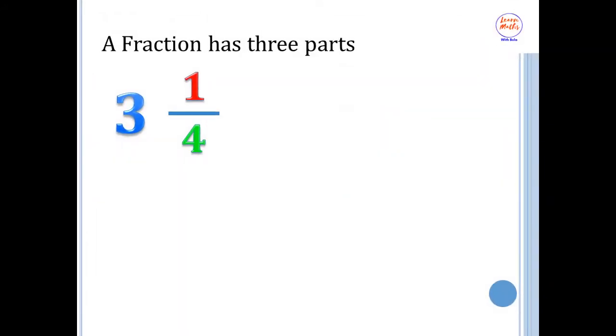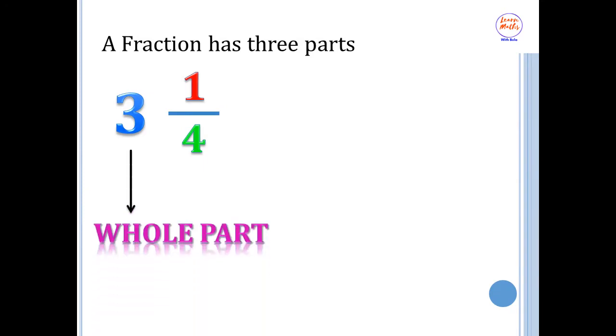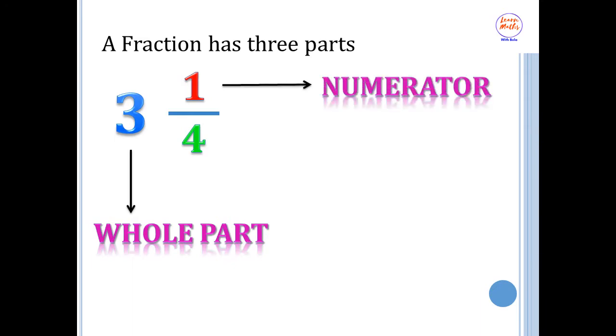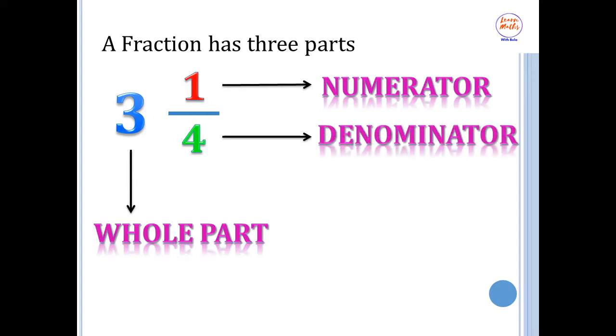And a fraction has 3 parts. A typical fraction can be in 3 forms, but it has 3 parts too. We have the first part. In this, you have 3 1/4. The 3 is what we call the whole part. That means the whole part is simply the part of a fraction that is not divided, that is still complete. It has not been separated. We have the numerator and we have the denominator.